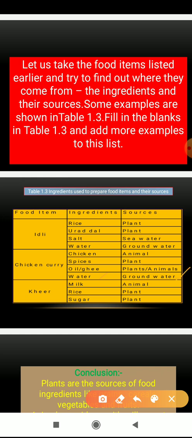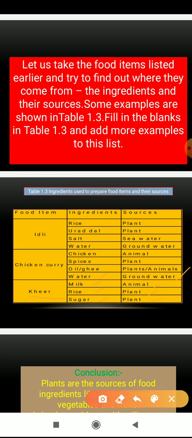Next food item is kheer. Which ingredients are used to prepare kheer? Milk, rice and sugar. What is the source of milk? We know that we get milk from animals. So animal is the source of milk. Next, rice. As I explained before, plant is the source of rice. And sugar, how do we get sugar? We get sugar from sugarcane, and sugarcane is a plant. So plant is the source of sugar.